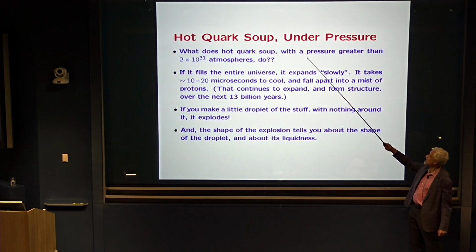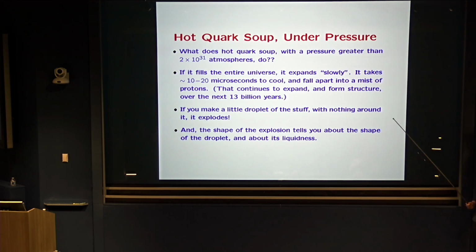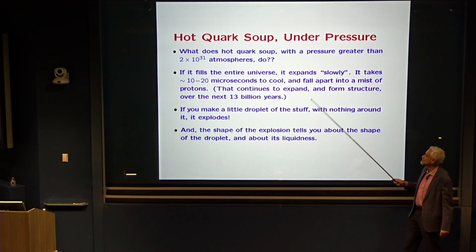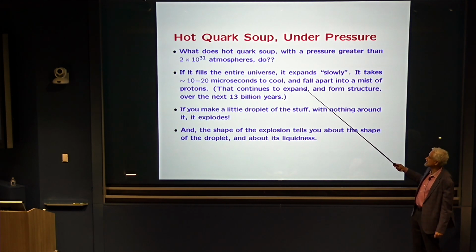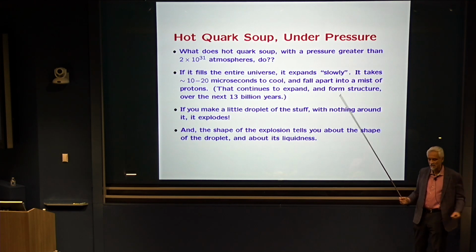So you make a drop of this stuff with a pressure that's 2 times 10 to the 31 atmospheres. What does it do? Well, if your drop is the size of an entire universe, the Big Bang, it expands and cools, and it takes 10 microseconds to expand and cool. And when it's 10 microseconds old, it falls apart into a mist of protons. Those protons live on for 13 billion years and become us.